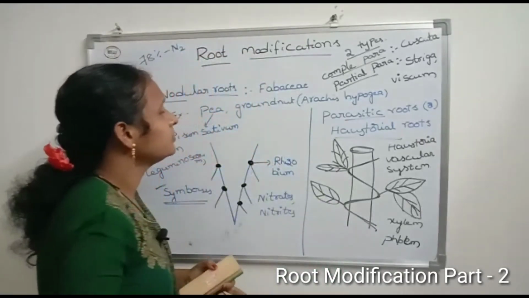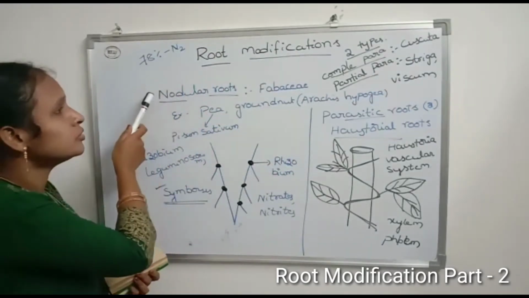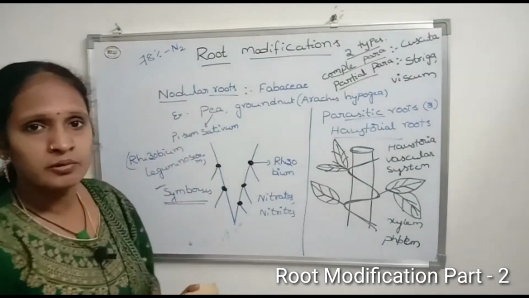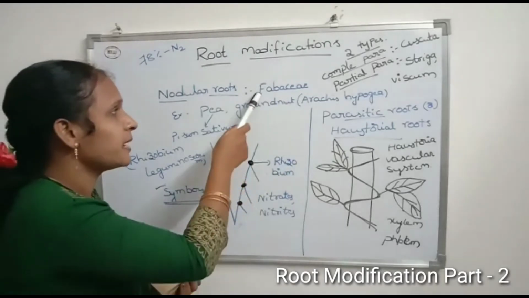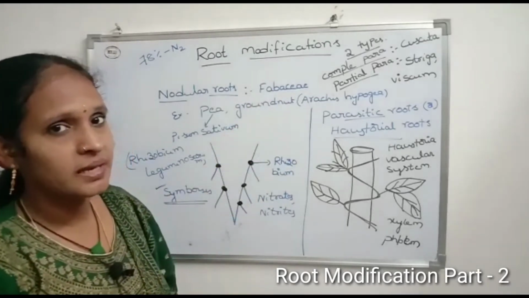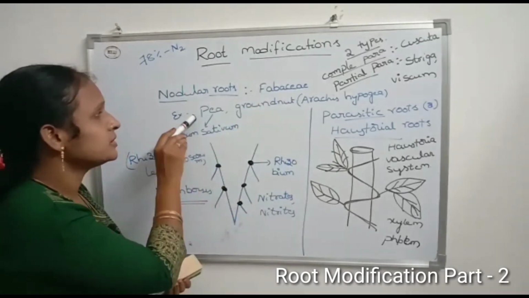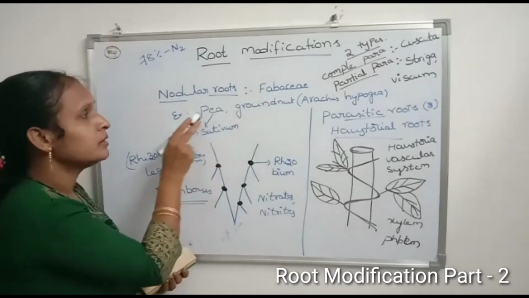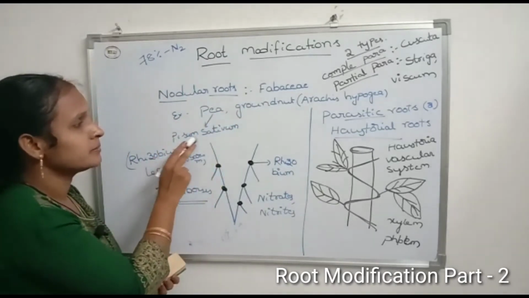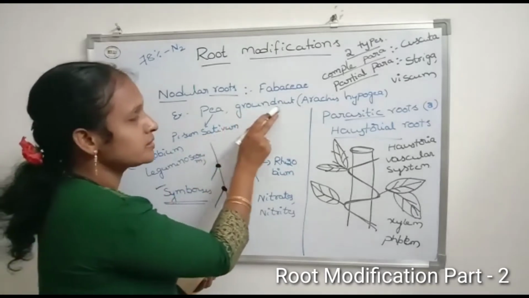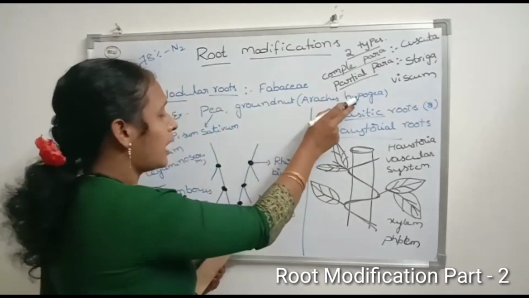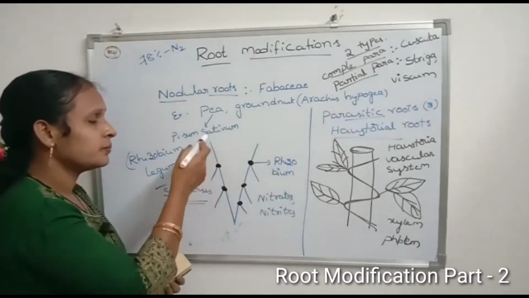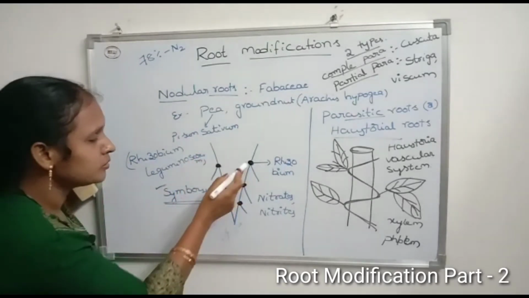So once again, nodular roots. Nodular roots are found in the members of Fabaceae plants, which means dicotyledon plants. Examples are pea and groundnut. The pea plant's scientific name is Pisum sativum and the groundnut's scientific name is Arachis hypogea. Their roots have nodules.